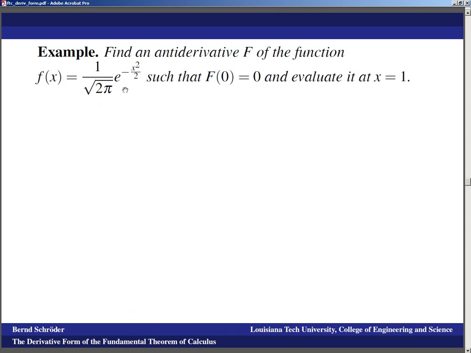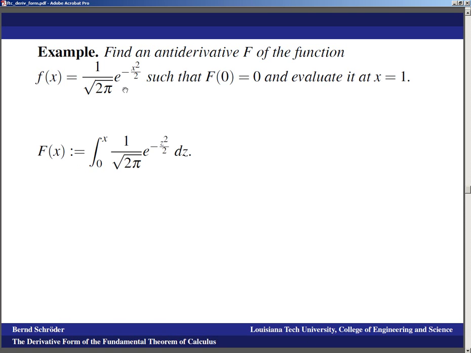That does not mean there isn't an antiderivative, because what the fundamental theorem of calculus in the derivative form, which is what we're talking about here, guarantees is that every continuous function has an antiderivative. It may not be pretty, and it may have to be written down as a definite integral. And that's exactly the answer to this problem.